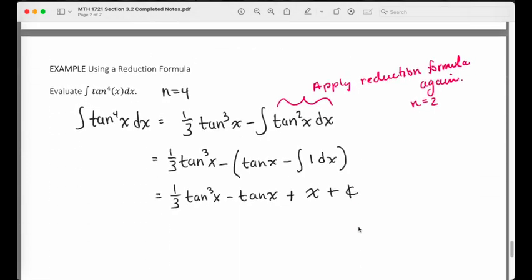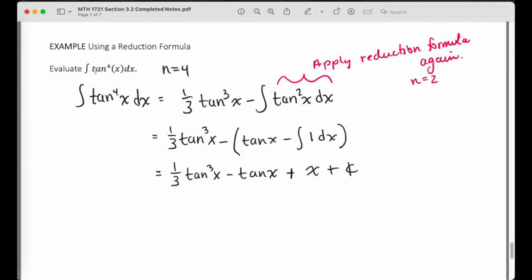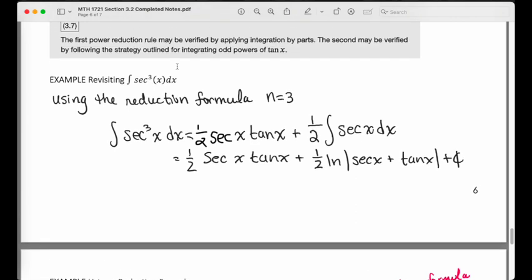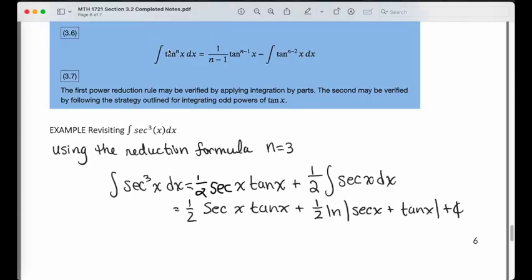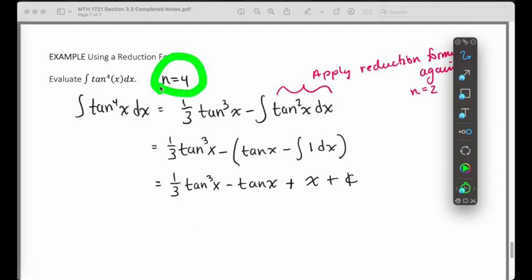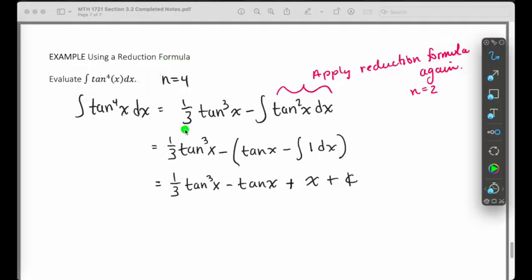All right, now in this next one, we're going to use the reduction formula for tan to the 4th. If I scroll back up, we are going to be using this formula right here. In this case, n is going to be 4. So when I use the formula, I'm going to get 1/3 tan to the third x minus the integral of tan squared x dx. I still don't have this reduced to an integral that I can directly integrate, so I'm going to apply the reduction formula again with n equal to 2.